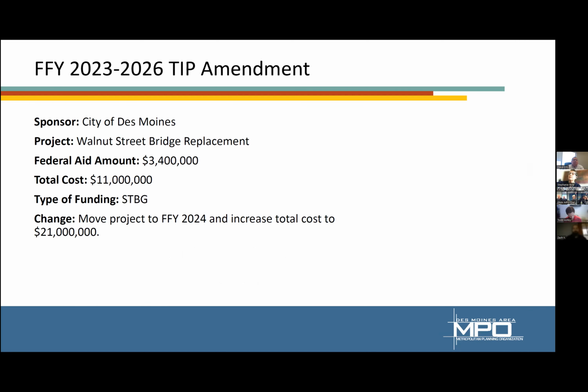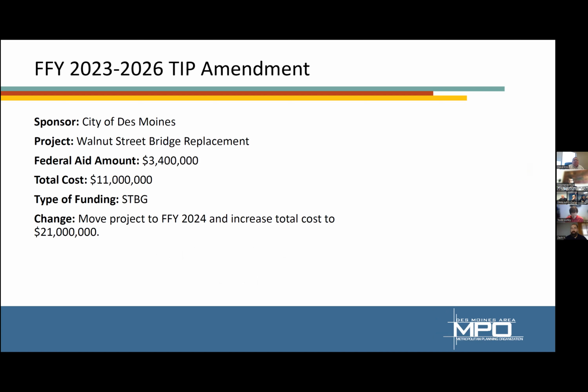Item 10 is report and vote on the fiscal year 23-26 TIP amendment. Zach? Yes, thank you. We have a TIP amendment request from the city of Des Moines. This is for their Walnut Street Bridge replacement project. We have awarded them in the past $3.4 million in STBG funding. The total cost of the project previously was $11 million.